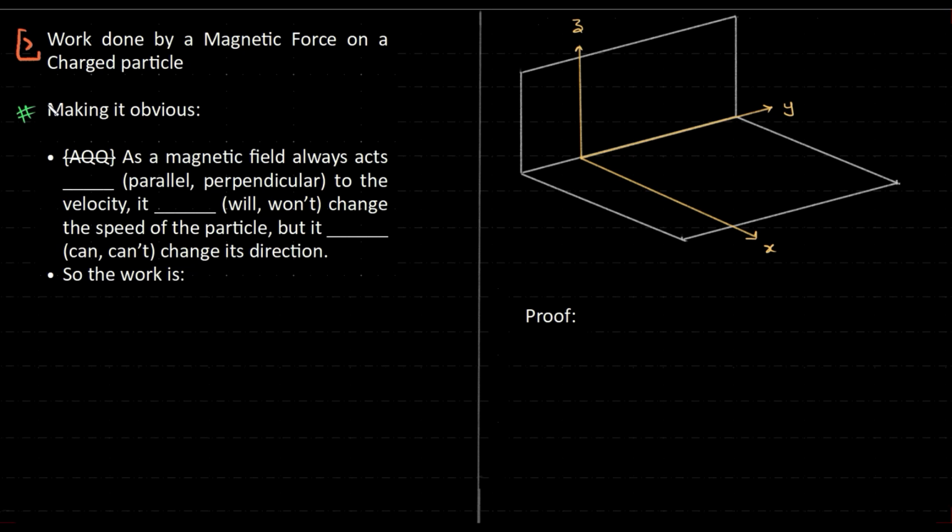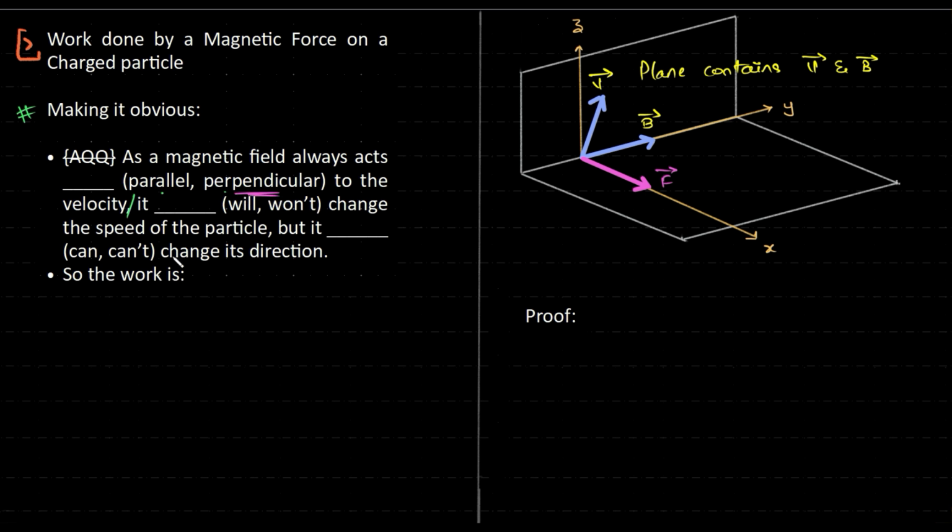Let's look at the work done by a magnetic field on a moving charge. Now, I want to make it obvious before I prove it. A magnetic force always acts perpendicular to the velocity vector. Remember, if the charge is moving upwards or at some slant angle, and that's your magnetic field, this plane contains velocity and B. So this is B and this is velocity. Perpendicular to this plane is your force, right? So it is perpendicular.